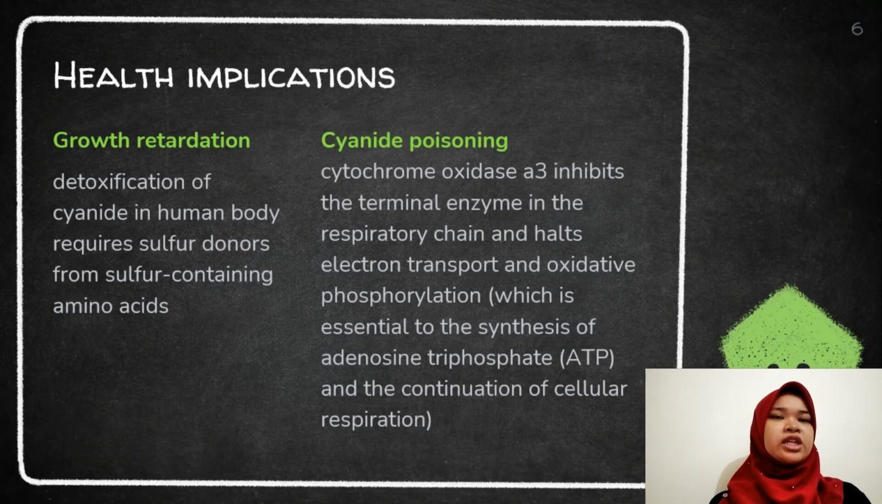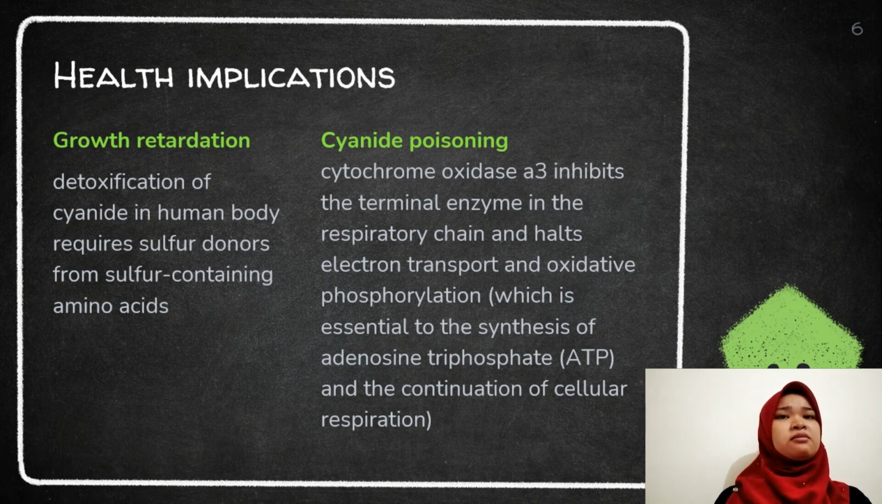Next is growth retardation. The exposure to cyanogenic glycoside has been a contributing factor to this health problem. Growth retardation is particularly a serious problem in population consuming food with inadequate protein, especially diets that are low in sulfur-containing amino acids. This is because detoxification of cyanide in the human body requires sulfur donors from the sulfur-containing amino acid. Thus, dietary exposure to cyanide is a contributing factor to growth retardation.